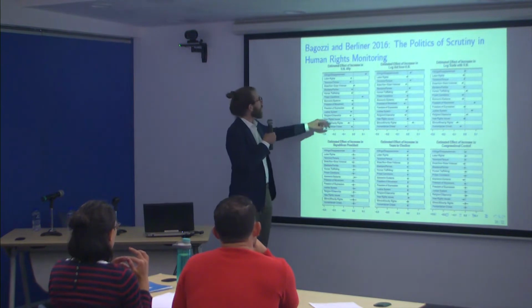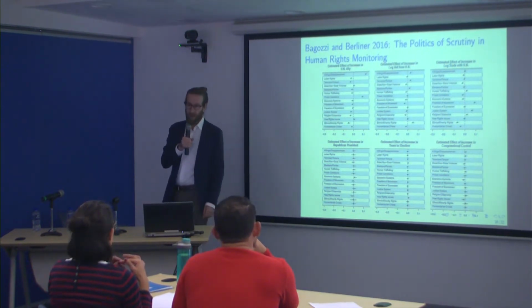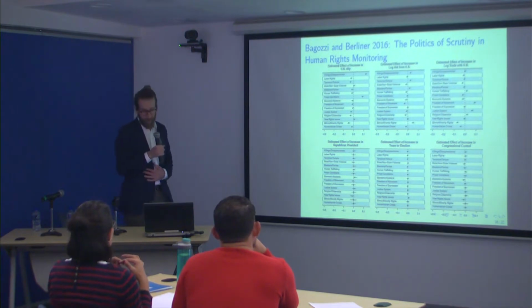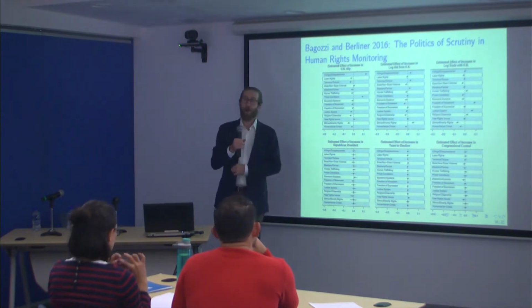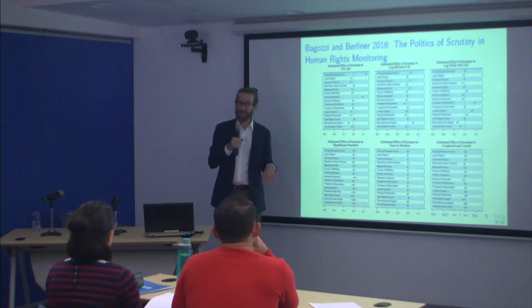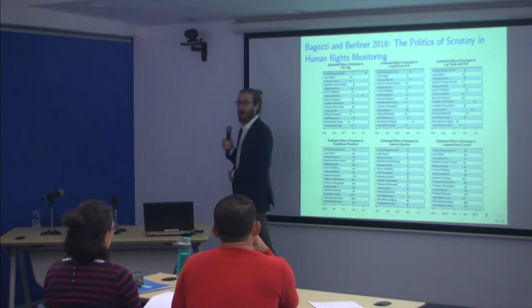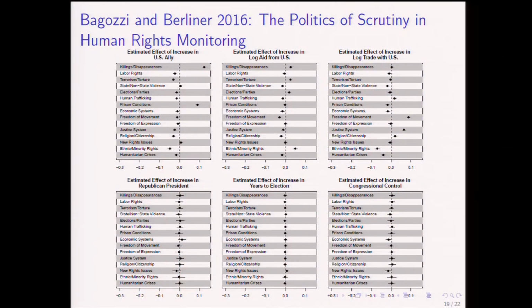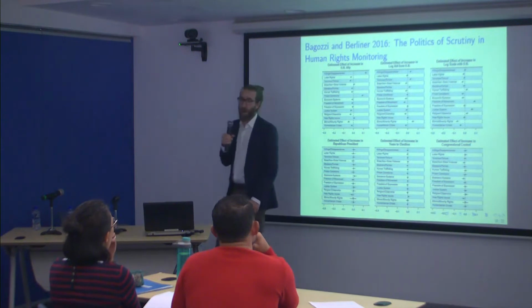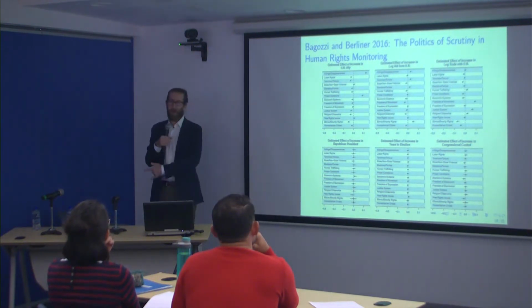But then we included covariates. Is the country an ally of the US or not? How much aid does the country receive from the US? How much does the country trade with the US? We also included covariates about the US in that time. Was the president Republican? Did the president's party control Congress? So we could see, for instance, we can get explanatory relationships. US allies' reports tended to include far more of the killings and disappearances topic. Countries that the US trades with included far more of the freedom of movement topic. So it's a topic model, but with covariates.